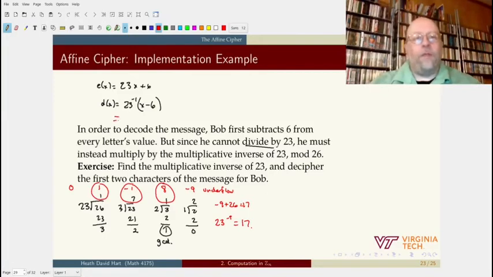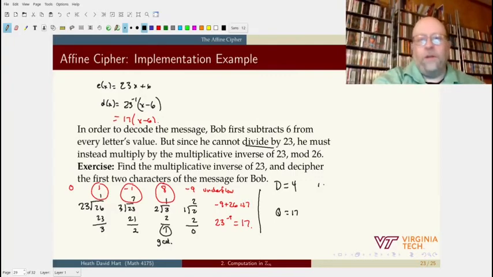And so that's going to be the operation that Bob does: 17 times x minus 6. So let's look at the first two characters of the message. We're not going to do them all, but we're going to start with the first two letters. They were D and Q. D is a 4, Q is a 17. So Bob wants to compute 17 times 4 minus 6 and 17 times 17 minus 6.